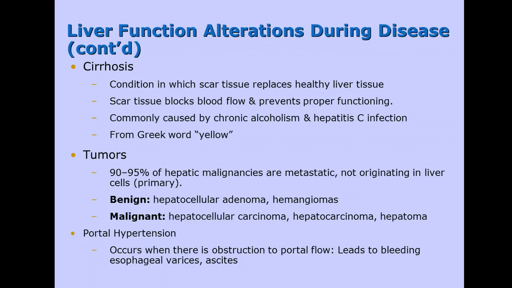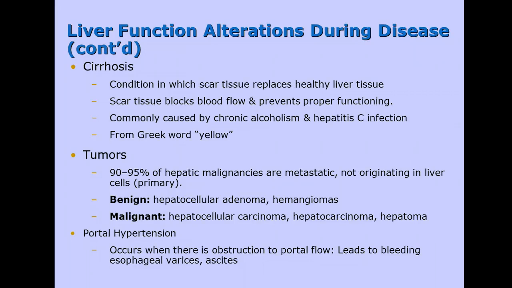We could also have tumors in the liver. 90 to 95% of hepatic malignancies are metastatic, not from an origin of the liver primarily. So things start other places, some cells break off, and they can kind of take up housing in the liver, and a tumor can begin to grow there. Some things that we can consider to be benign would be a hepatocellular adenoma or a hemangioma, or something malignant would be called a hepatocellular carcinoma, hepatocarcinoma, or a hepatoma.